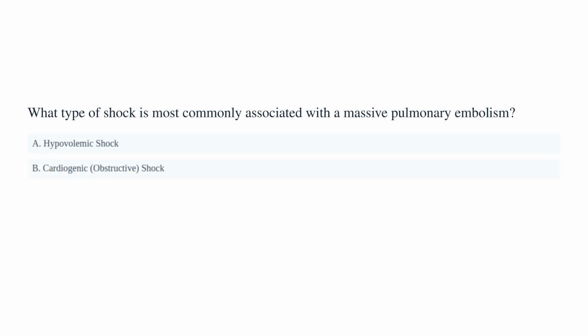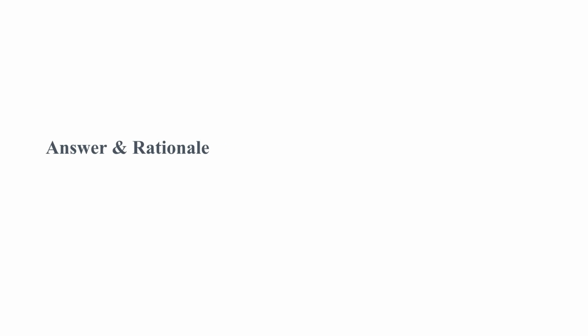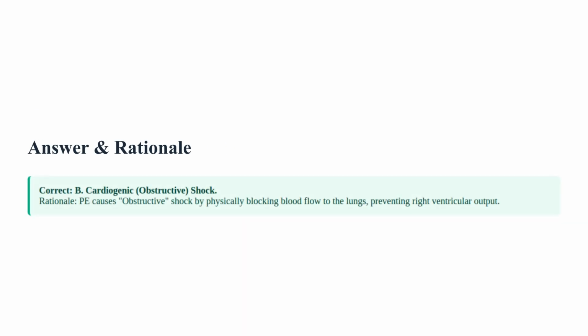What type of shock is most commonly associated with a massive pulmonary embolism? Hypovolemic shock, cardiogenic obstructive shock, anaphylactic shock, or neurogenic shock? The answer is B, cardiogenic obstructive shock. PE causes obstructive shock by physically blocking blood flow to the lungs, which prevents right ventricular output.